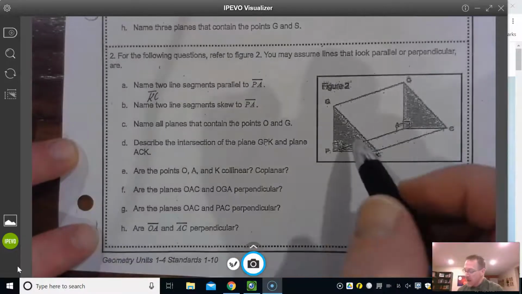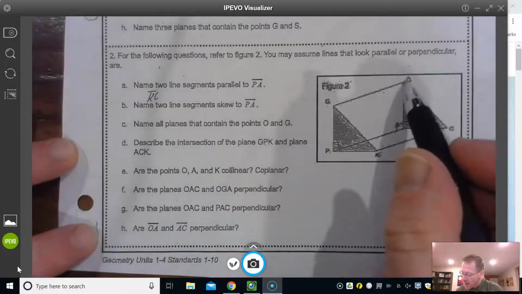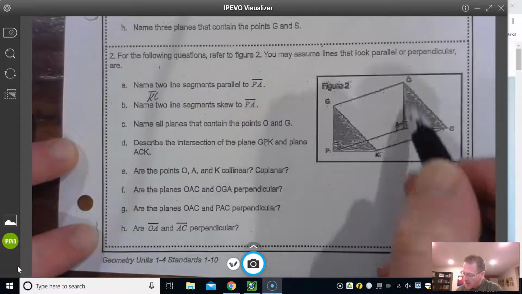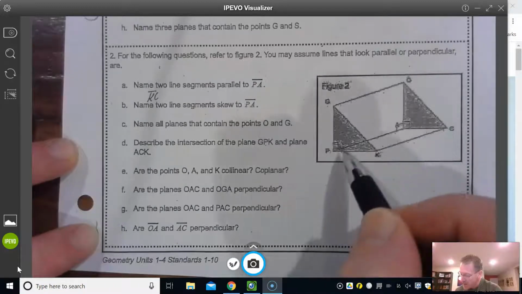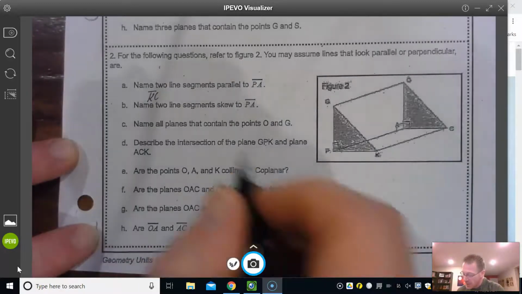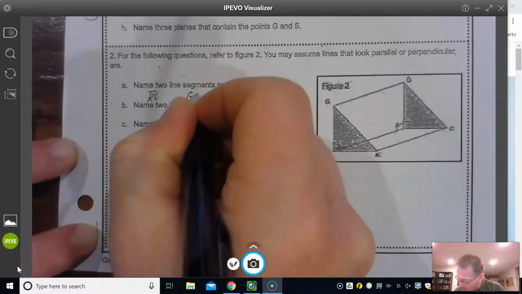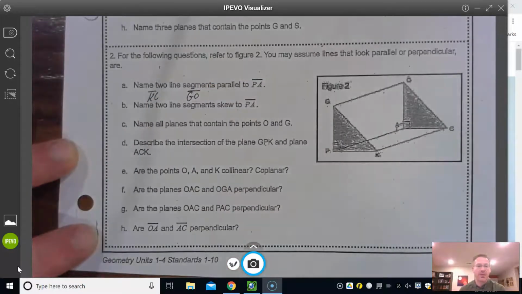All right. So now if we look, PA is also in this back plane right here, right? It's kind of the back wall. And we can see that this top line here is also parallel to this bottom line segment here. So I think that is GO there. All right. So that's what parallel means.